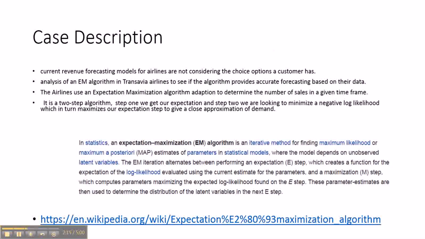In our case, current revenue forecasting models aren't considering customer choice set options. We're looking at an analysis of the EM algorithm in Transavia Airlines to see if, based on their data, it would provide a more accurate depiction of what customers are going to do. The EM algorithm is a 2-step algorithm with the E step looking to maximize the expectation, and the M step looking to minimize the negative log likelihood, which in turn maximizes the E step.